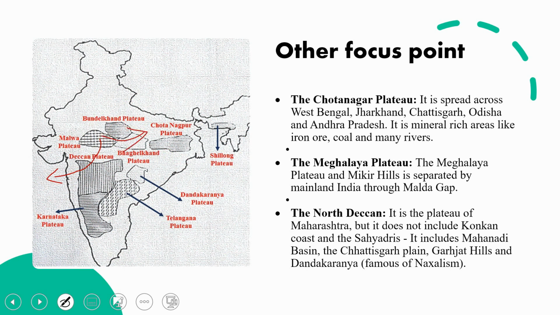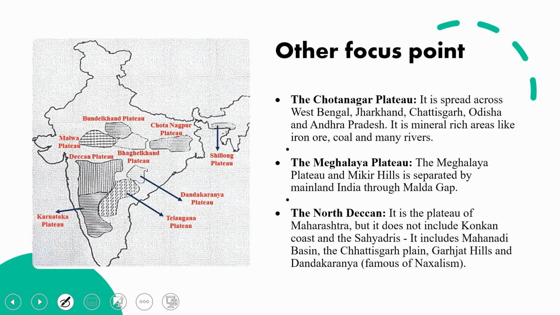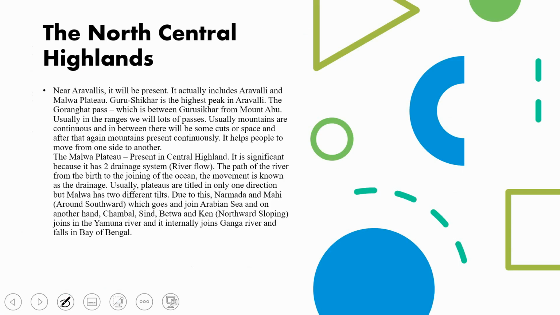It is something like this: this is your part, this is your mainland, and one slope is on this side, one is on this side. So rivers flow in this way also, and in this way also. A potential difference needs to be created for the flow of any river. It is significant because it has two drainage systems. The path of the river from its birth to joining the ocean is known as the drainage.